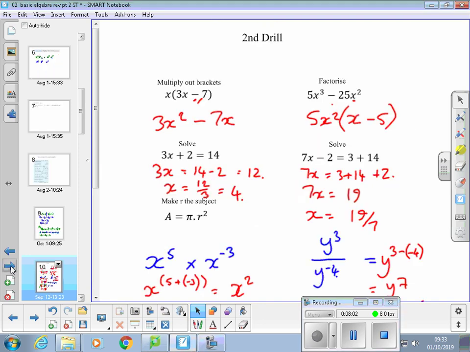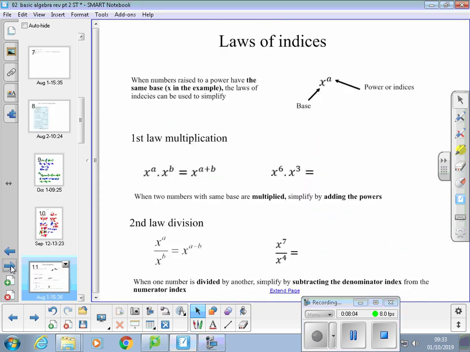So, done that. Laws of indices. I've got them here somewhere. Still on the other. Here we go.